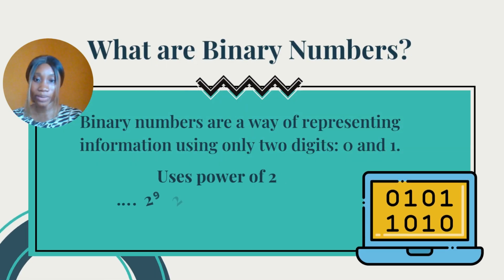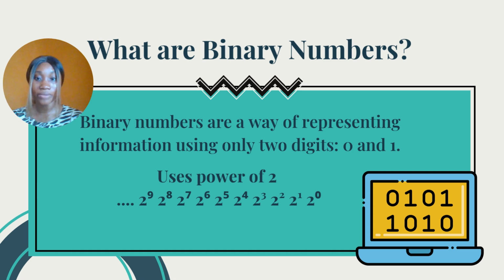So the decimal number system, like I said earlier on, is made up of 10 digits, and those digits are 0 to 9. Now for the binary number system, it's a combination of just two digits, and those two digits are 0 and 1. Full stop. That's all. So that is all the digits you have in the binary number system.